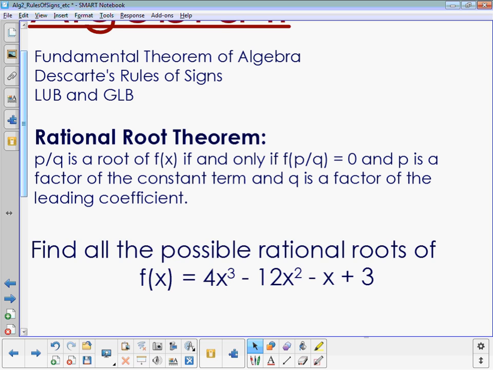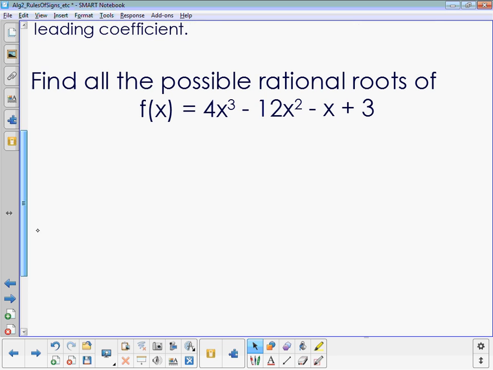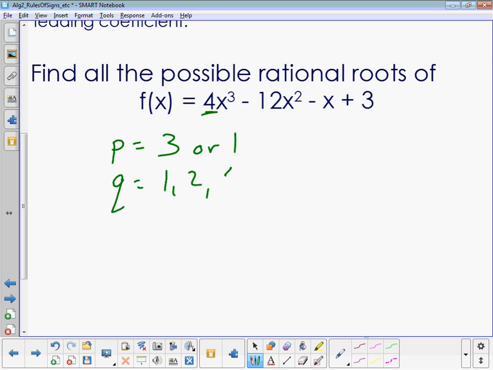Let's try one here. Find all the possible rational roots of 4x cubed minus 12x squared minus x plus 3. So our p has to be factors of 3. What are factors of 3? Well, it could be 3 or 1. Those are all the factors. Q has to be the factors of our leading coefficient, which is the 4. So that could be a 1, a 2, or a 4.